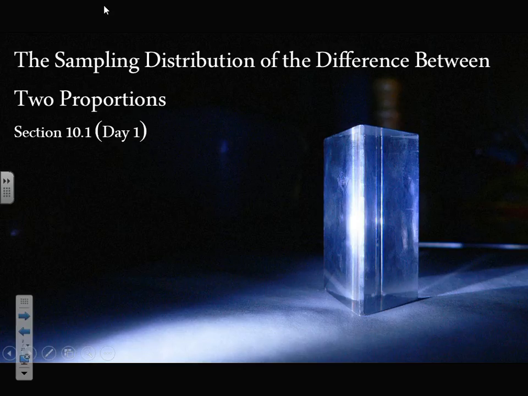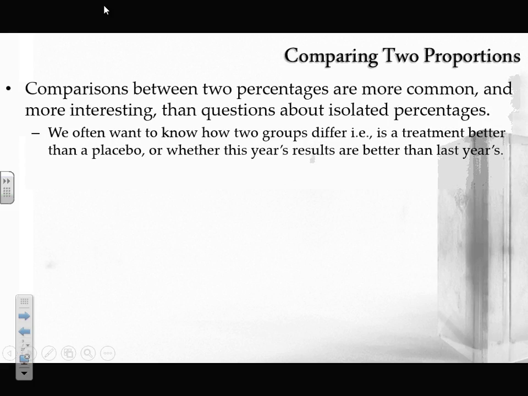Okay? So the whole purpose of this chapter is that in the real world, comparisons between two samples are often more interesting or more informative than looking at simply one single isolated percentage or one single isolated mean. So comparing between two separate groups a lot of times can give us more information, or it's more interesting than just looking at, well, how did this one group do? Okay? So we often want to know how two groups differ.